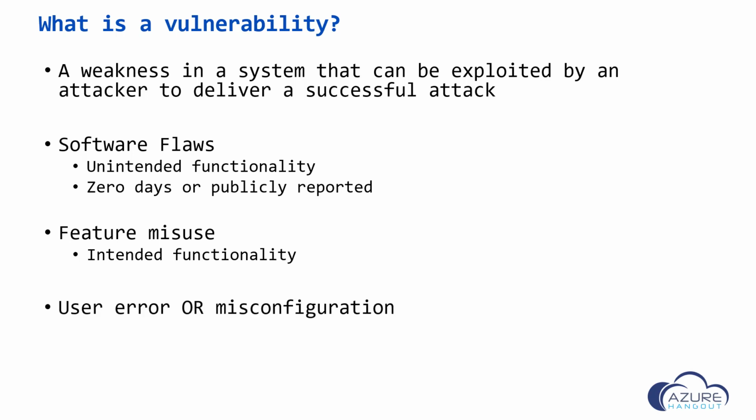Okay, then we have user error or misconfiguration. These are cases where there are no software flaws or misused features, but users have just configured things in a bad way, right? Weak passwords, that's not a feature misuse and not a software flaw. Or leaving things at the default password, or configuring anonymous access, those kinds of things. That's user error, that's misconfiguration. Those are the different sources of vulnerabilities that you see. So let's bring that back home.